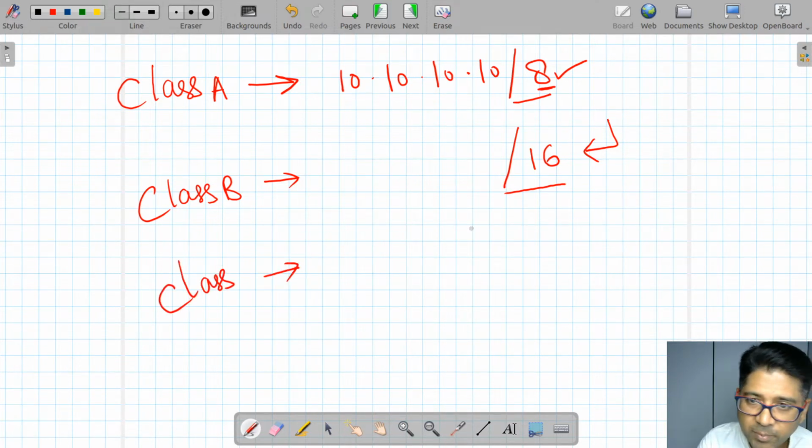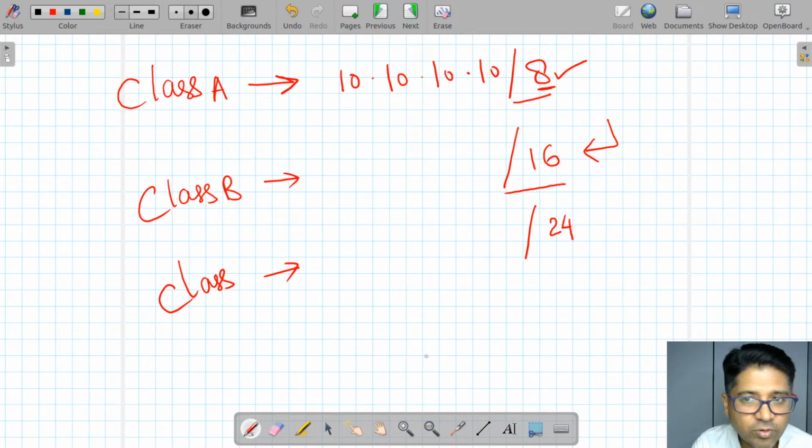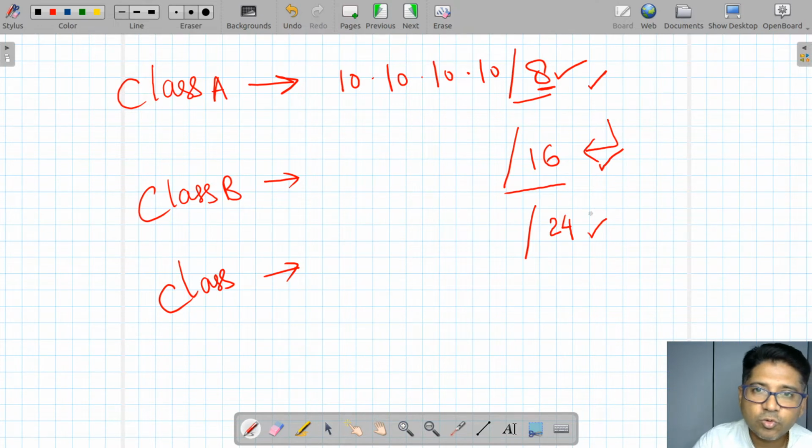Can you tell me what will be the slash? What will be the slash? Three octets. Oh, 24. Yes. One octet is class A, two octets is class B.